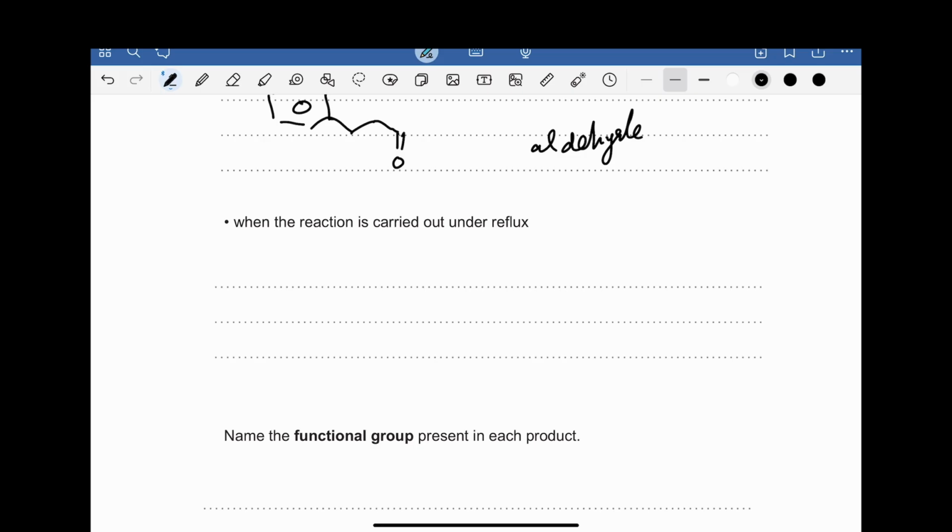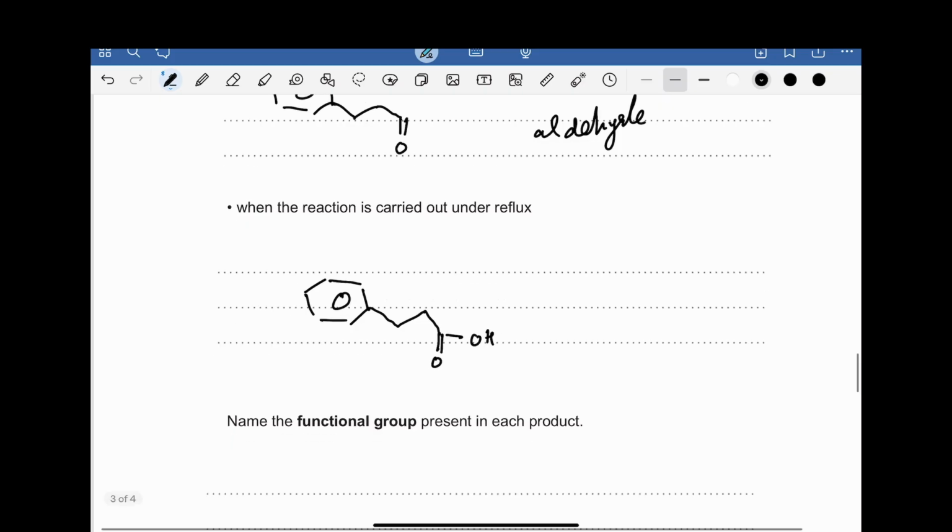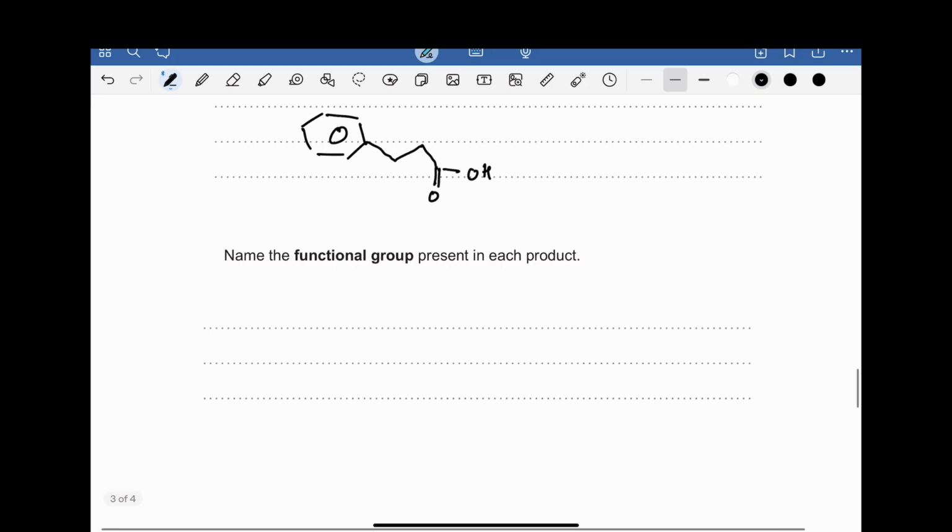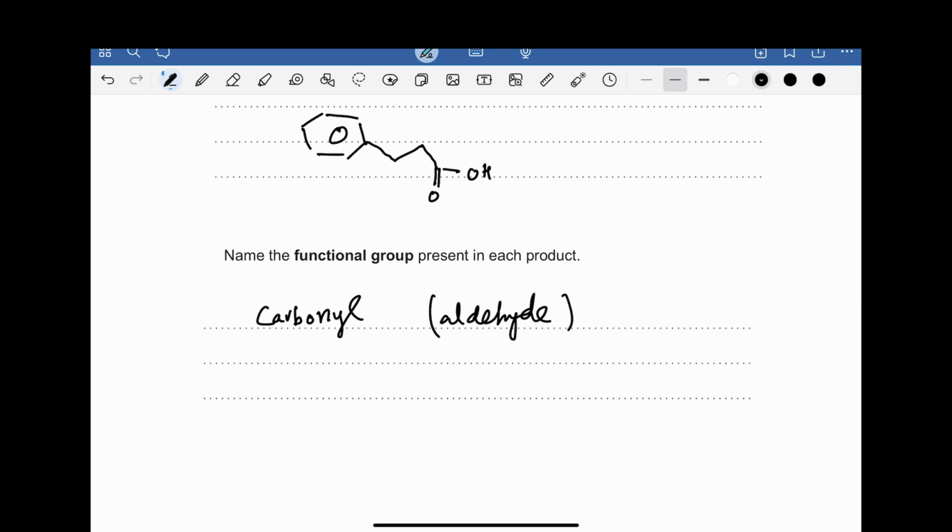When the reaction is carried out under reflux, carboxylic acid will be formed, and the skeletal formula of the product formed will be, phenyl group as it is, and we will end up with carboxylic acid. So 1, 2, 3 carbons. Name the functional group present in each product. So in aldehyde, the functional group is carbonyl, and that is distillation.